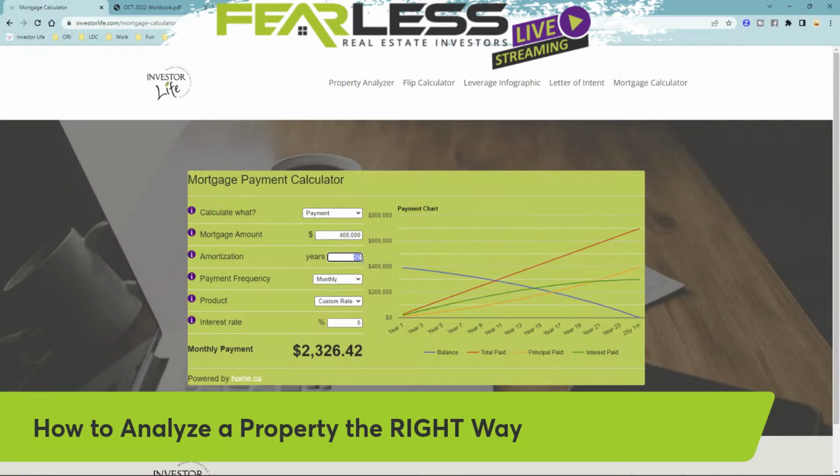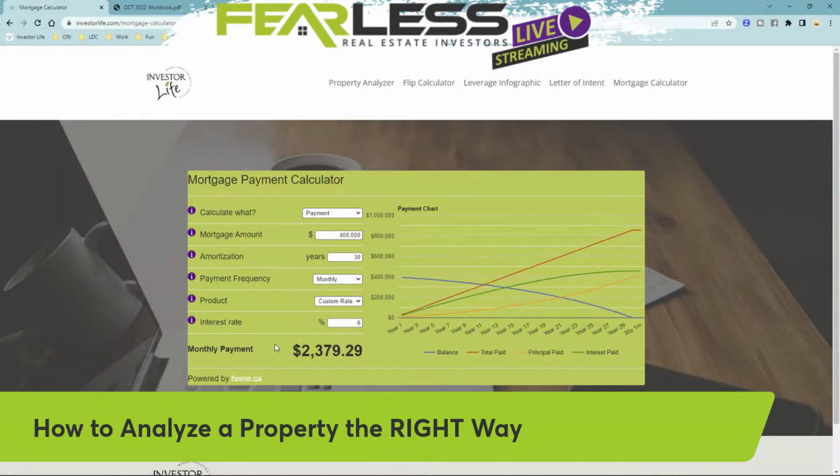Our amortization is 30 years. We're going to pay monthly, and our interest rate we chose was 6%. Okay, there we go. We have our mortgage payment. Very, very simple. There's a payment chart to show how your balance gets paid as you go down here. But the point of this, guys, is very simply, we have our amount, $23.79.